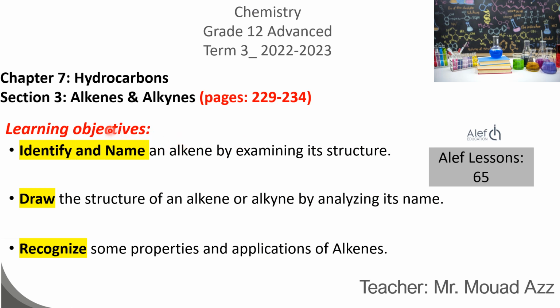So the first part is going to be about alkenes. We are going to identify and name an alkene by examining its structure. We're going to draw the structure of an alkene or alkyne by analyzing its name. We'll recognize some of the properties and applications of alkenes. So we'll be focusing only on alkenes in the first part of the lesson.